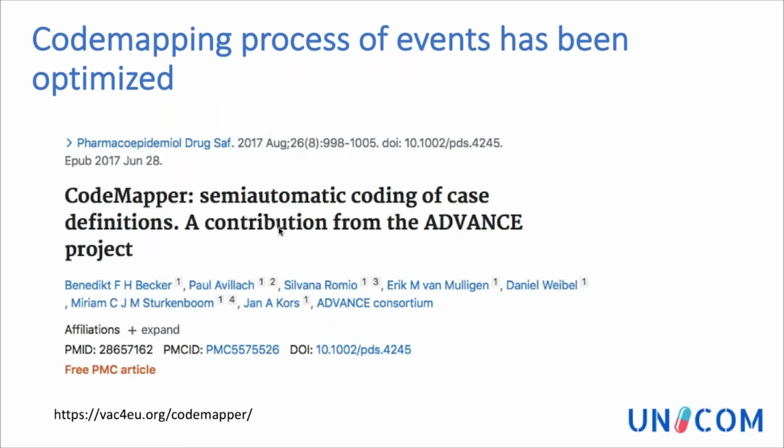So that is why, in the IMI Advanced project, which we talk about a bit more later, this process has been optimized or semi-automated, and now there is a tool which is publicly available. You can find the link here where you can plug in a case definition. It uses text mining to search the concepts in the UMLS and then maps it out to the coding system. So this has been optimized.